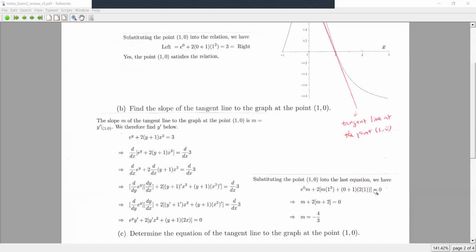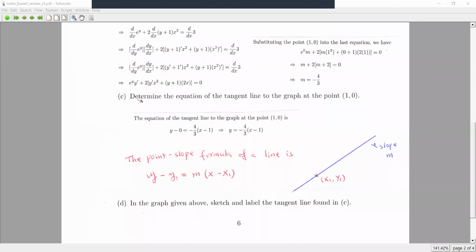Solve this equation for m. E to 0 is 1. And m times 1 is m. And this number is 2. Now solve this equation for m. Then we get m is negative 4 over 3. So the slope of this tangent line is negative 4 over 3.